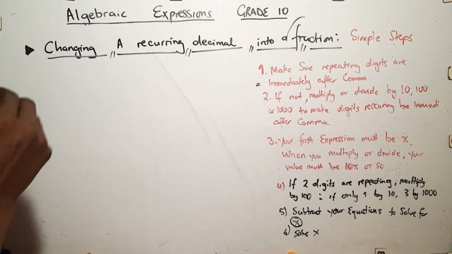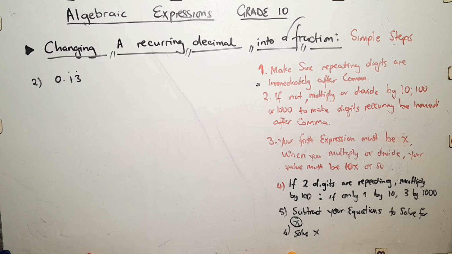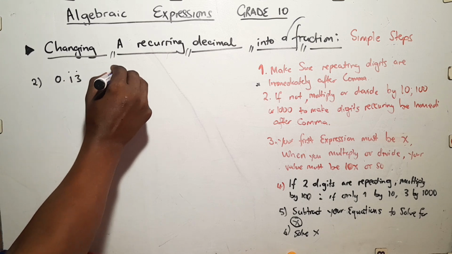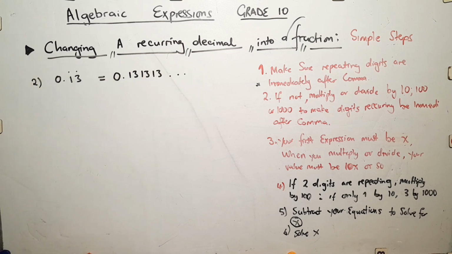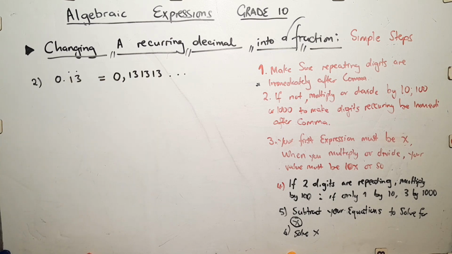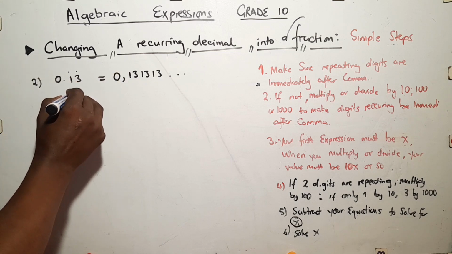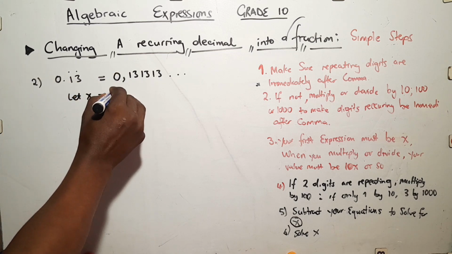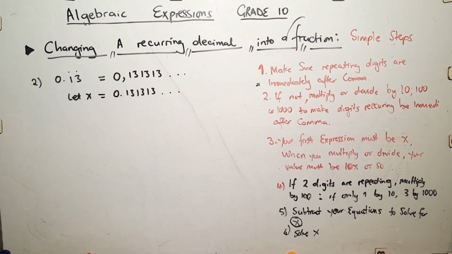So now let's look at the next question that we are having. 0.13 recurring. So we know that this is equivalent to 0.131313 and so on, because it is recurring. So you have to make sure that your digits that are recurring are immediately after the comma, and yes, they are immediately after the comma. So now what's the next thing? Now you make your equation be equals to x. So you can say let your x be equals to 0.131313 and so on.